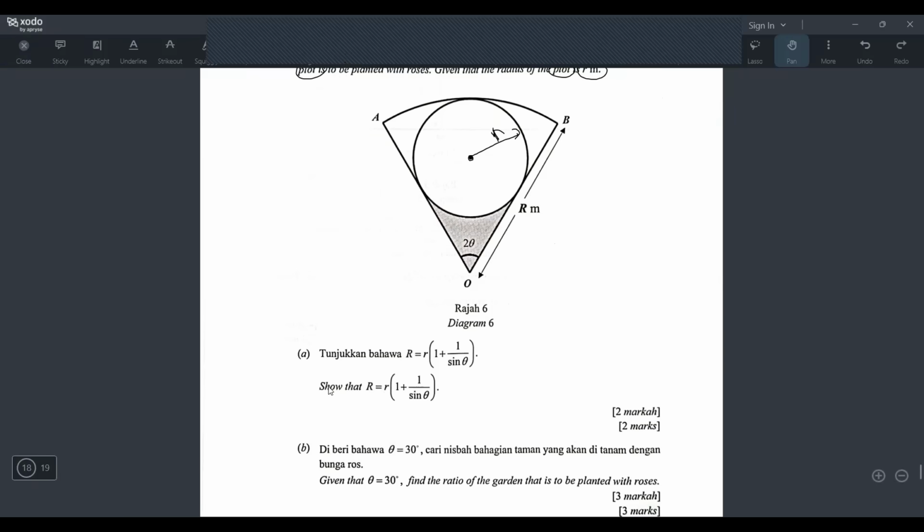Okay, whenever you see the word show, it means you have to make it not visible. What do you mean by make it not visible? It means this will be the final answer. This one is the final answer. And you have to show them how to get here, right? You have to show them the working to get here, to prove this. It means you cannot use this as information, right? And you have to find your big R yourself.